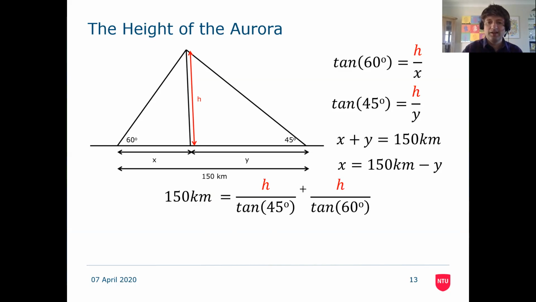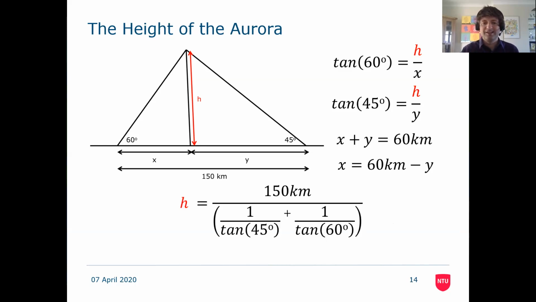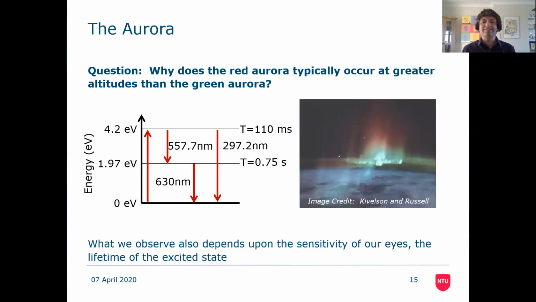There we go. So what can we do next? Well, next we've got these common factors of h associated with both these fractions, so we can just take out that common factor. So we can say 150 kilometers equals h, multiplied by, in brackets, 1 over tan 45 plus 1 over tan 60. And we can now rearrange to make h the subject. Now h equals 150 kilometers over 1 over tan of 45 plus 1 over tan of 60. And we can evaluate this. We can find that h is 95 kilometers. Excellent. So we can find the height of the aurora. So that's our first question answered.